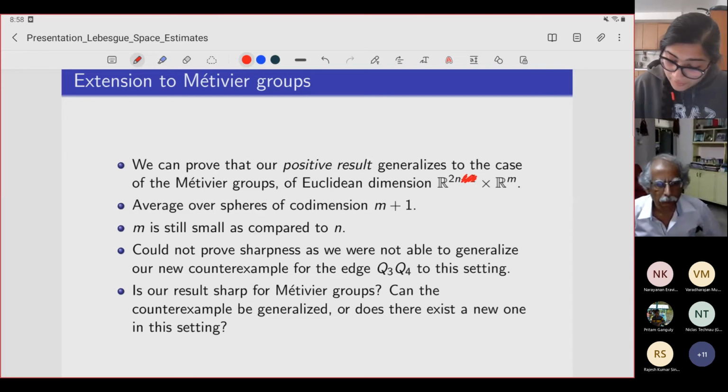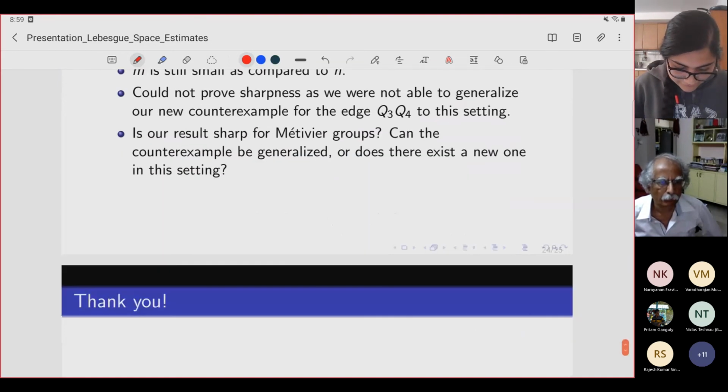But we could not prove sharpness here. All the other counterexamples are generalized except the new one, the Q3, Q4 one; we were not able to generalize it to this setting. Because of that, we do not know whether our result is sharp for Métivier groups. Can our counterexample be generalized, or does there exist a new one in this setting? We don't know that. So that's where I'd like to end. Thank you for your attention.